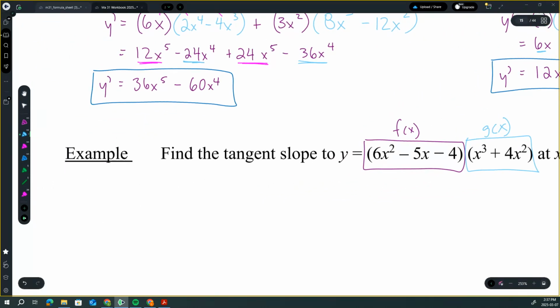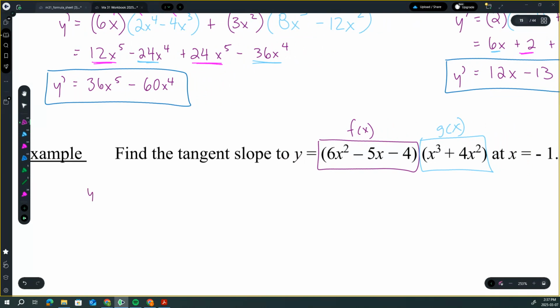Okay, so with this, I'm going to go y prime is equal to, so 6 times 2 is going to be 12x. Subtract 1 from the exponent of 6x squared, that's just 1. And then the derivative of negative 5x. So the exponent is 1 here. 1 times negative 5 is negative 5. The x becomes x to the power of 0, so we just leave it. And then whenever you take the derivative of a constant, that's going to be 0.